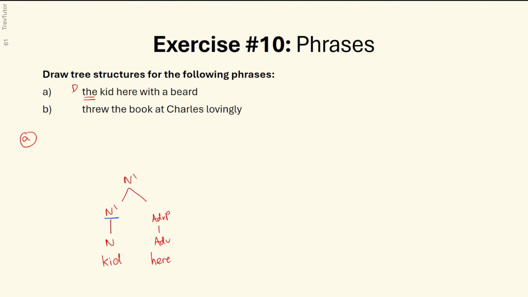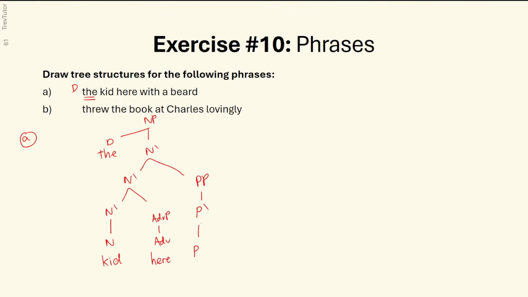So I've created an N bar above "kid," and I've created one above the adverb phrase in order to connect it as an adjunct. Now, if I want to include "with a beard," that's going to be a prepositional phrase. We'll talk about the prepositional phrase in a second, but we're going to connect this at another N bar level. And now that we have all of our adjuncts joined, we can build a whole noun phrase, and then we'll include the determiner "the" right beside it to form the complete noun phrase. Now, in terms of "kid here with a beard," so "with a beard," well, "with" is introducing the noun phrase "a beard" because "with" needs something after it.